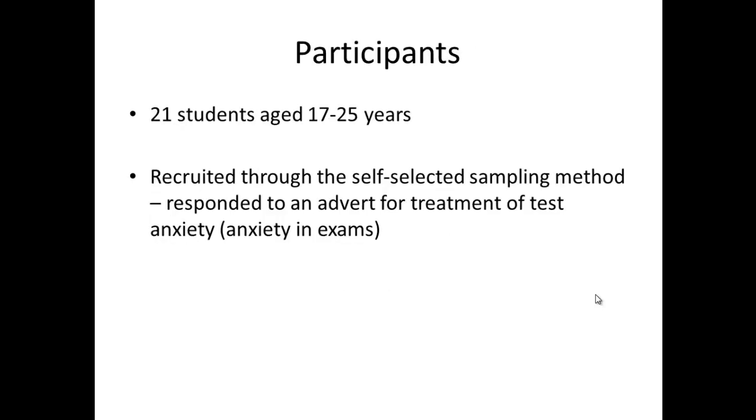Okay, so who were the participants? Again, it's quite a small sample. You've only got 21 students, all aged 17 to 25 years, so you've got quite a small age range. They're all students, from a similar background, but the advantages of that sample is obviously for the researchers, they're going to be relatively easy to recruit.